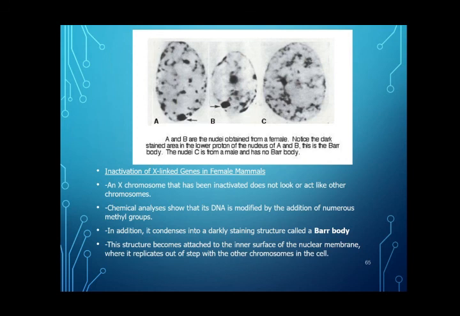An X chromosome that has been inactivated does not look or act like the other chromosomes. Chemical analysis shows that its DNA is modified by the addition of numerous methyl groups. In addition, it condenses into a darkly staining structure called the bar body. This structure becomes attached to the inner surface of the nuclear membrane, where it replicates out of step with the other chromosomes in the cell.